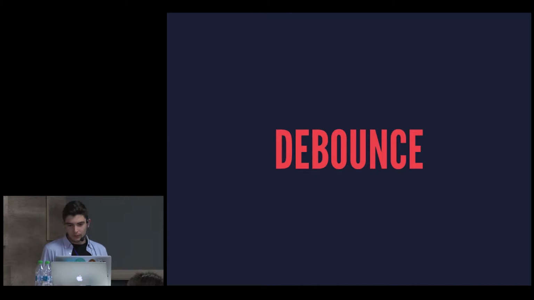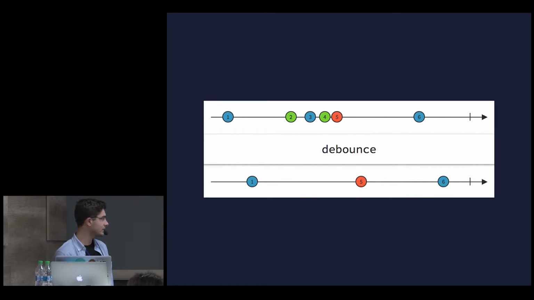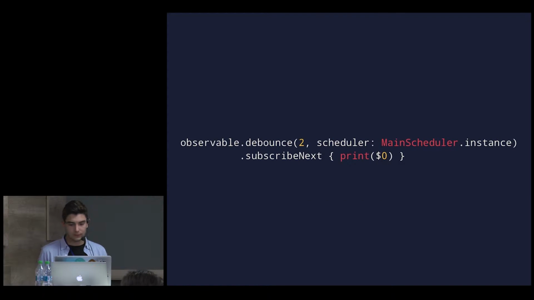Okay, let's go forward and take a look at debounce. So it's an easy operator, but a very useful one. This is what it does. Debounce just skips the elements that are very close to each other. So in this example, I'm saying that I want to skip the elements that were fired less than 2 seconds after the previous. So if an element is emitted after 1 second, it will be skipped. If after 2 or more seconds, then it will be emitted.